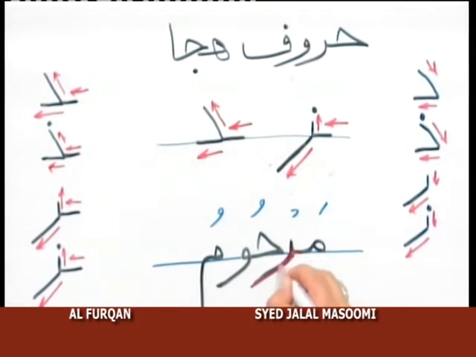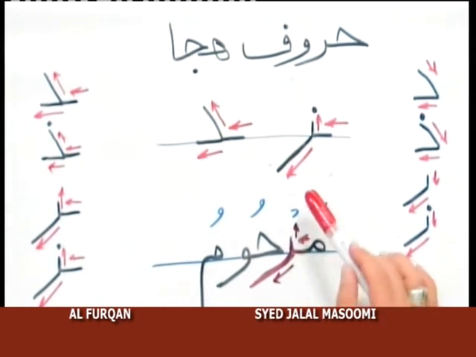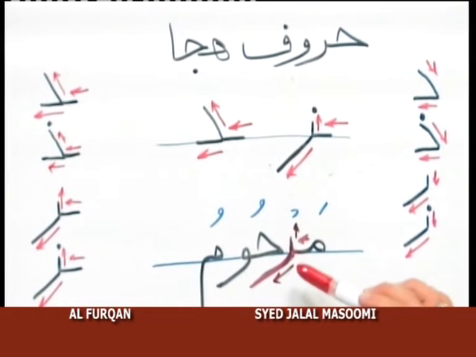The joint is this part. So we have 1 movement, and then 2, and then 3. Marhum. That is the joint. Exactly this part as this part. Marhum. This part as this part. So that is the joint of letter Ra.